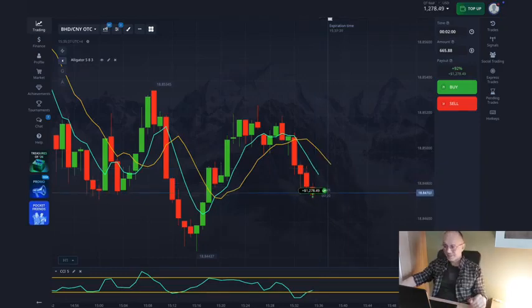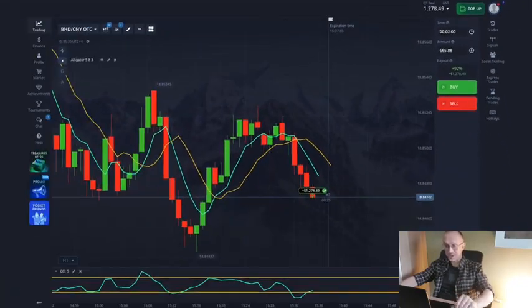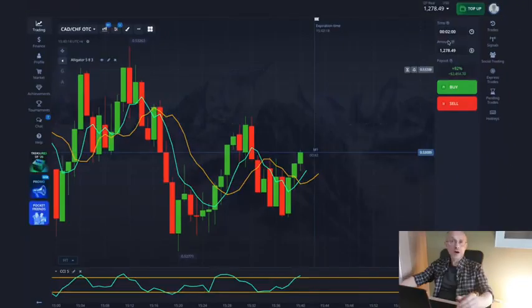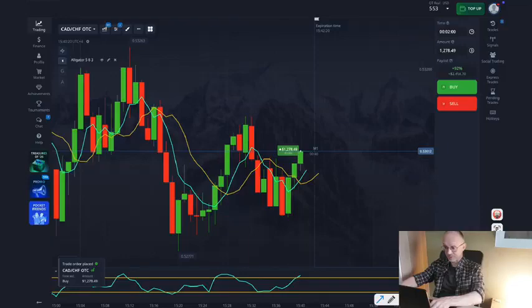A strong result? There's a profit of $612. So the series continues. Final entry in this session. The timer is set for 2 minutes and I'm opening a long trade for $1,278.